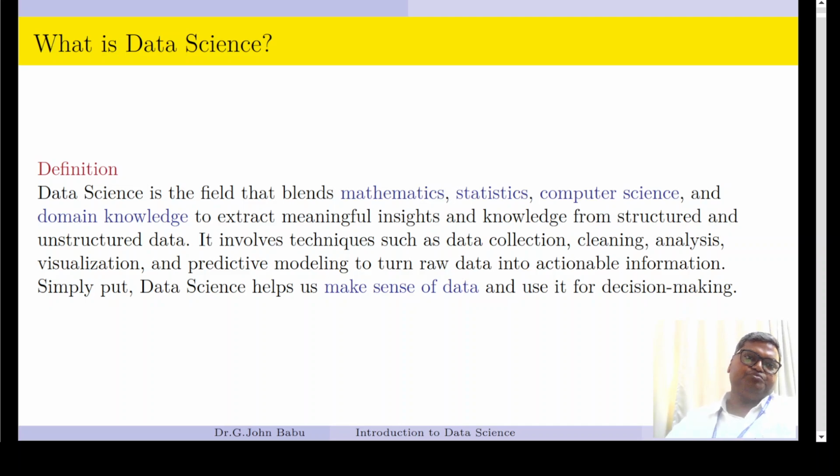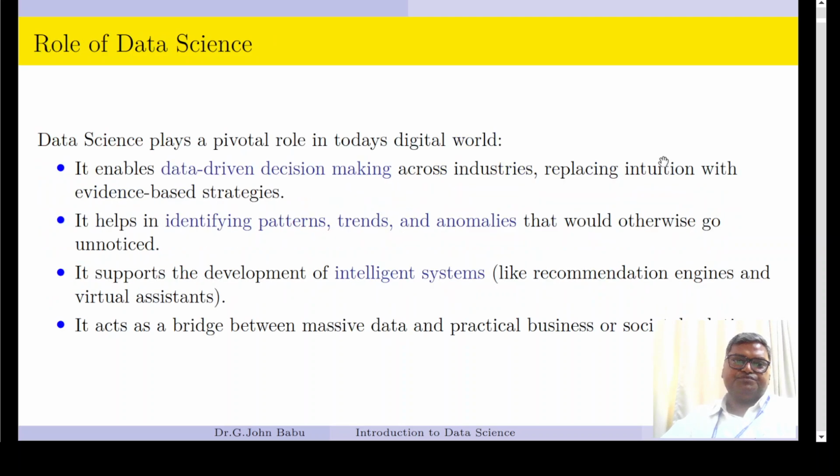So from the data, we'll be getting inputs to take a decision. So data science plays a pivotal role in today's digital world. It enables data-driven decision making, because if you take decisions only based on thinking without the data, it is sure that your decisions will fail. But data science enables us to take decisions based on the data rather than on feelings or situations.